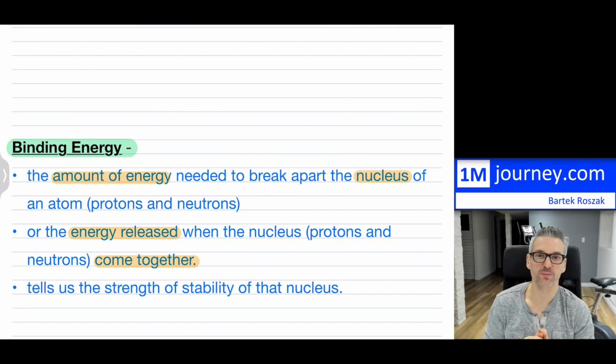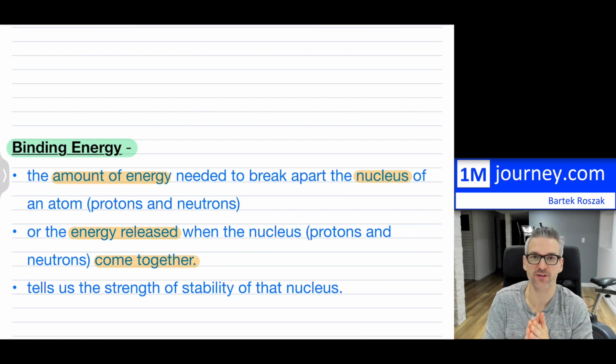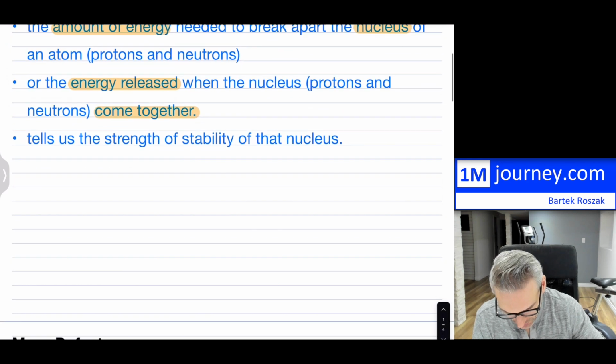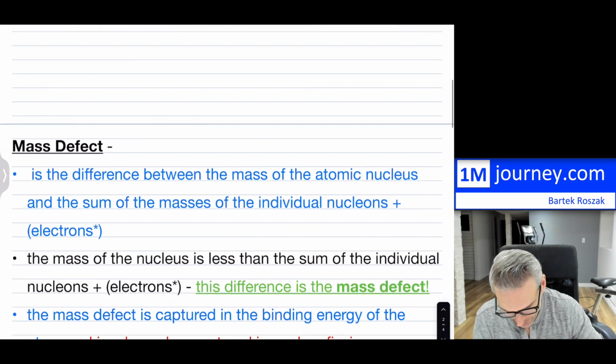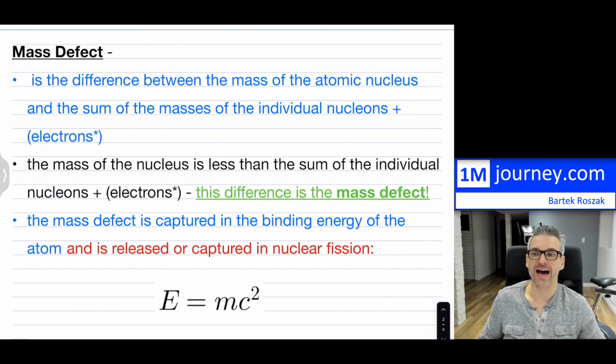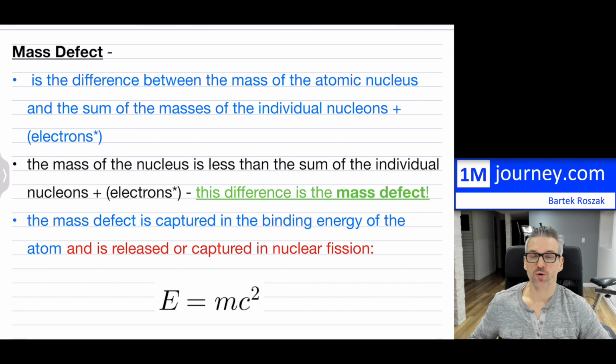So let's dive a little bit deeper. We know that this is the energy which is holding these things together, or is needed in order to break them apart. So if you carry forward, now I want to dive into this whole concept of mass defect and then tie it into energy. So what is this mass defect in these mass energy equivalences?